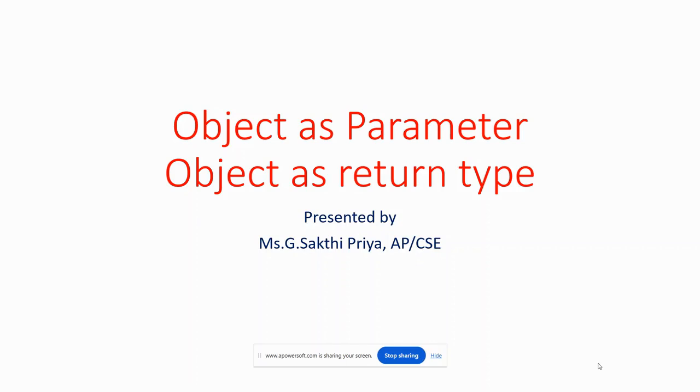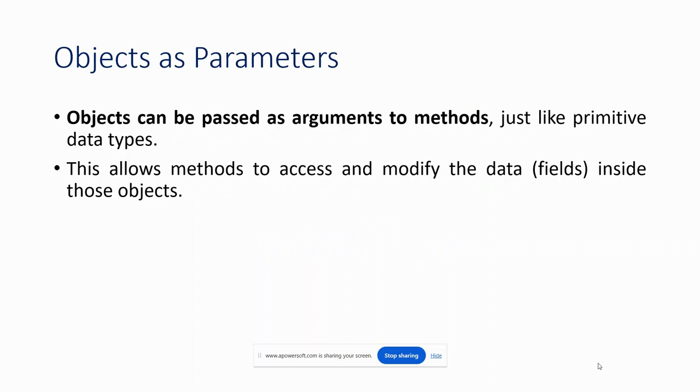Hello all, in this video we are going to see about object as parameter and object as return type. So we know how to write a method, and we can write a method with arguments as well as without arguments. The arguments we have seen so far are integer, float, double, and so on. Now we are going to pass the object as an argument.